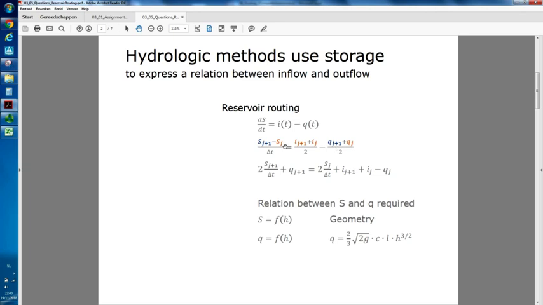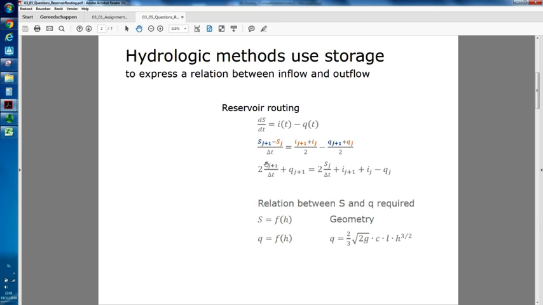Now, the orange values that are mentioned here, so Sj, Ij+1, Ij and Qj, are known. On the other hand, Sj+1 and Qj+1 are unknown, because we don't know at what level the reservoir is, and we don't know what the corresponding storage and the corresponding outflow is. So if we rewrite that, the left-hand side has the two unknowns, and on the right-hand side are all the factors that are actually known.